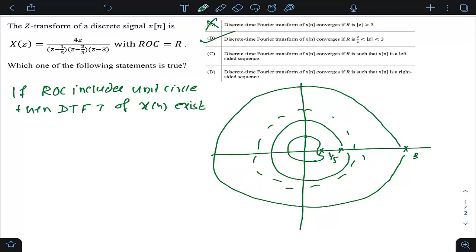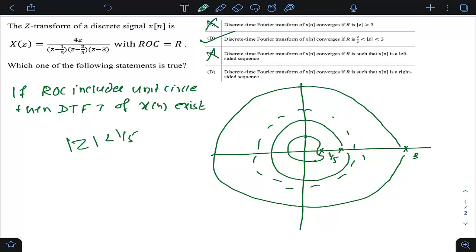What is option C saying? The DTFT of x of n converges if the ROC is such that x of n is a left-sided sequence. If x of n is a left-sided sequence, then the selected ROC is mod z less than 1 by 5, inside the smallest pole. In that case, the ROC will be like this. But is this highlighted ROC including the unit circle? No. So this cannot be the answer.